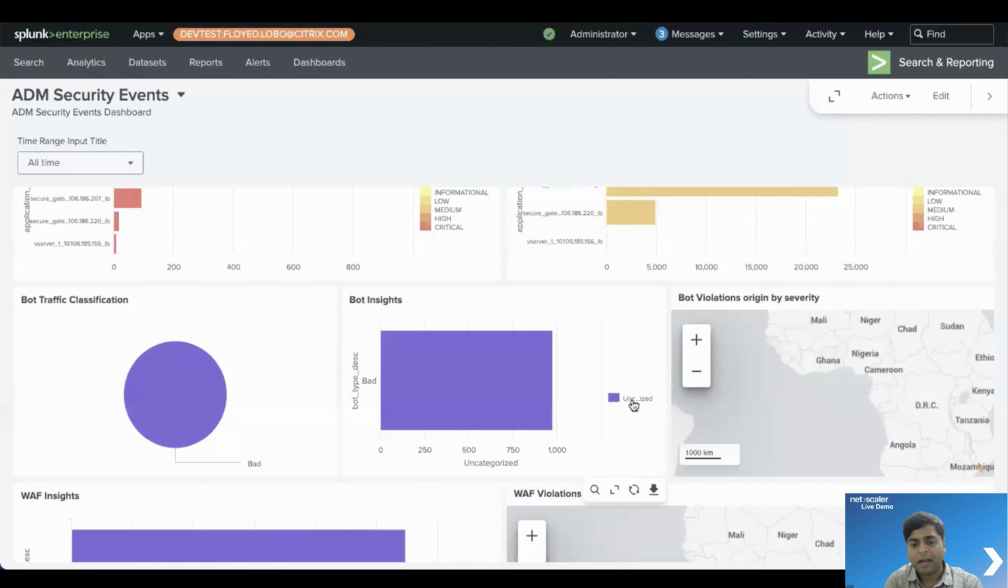And our idea is that our customers can also build their own dashboards, or they would already have one and they just need simply the data from the NetScaler. So that provision is also there.